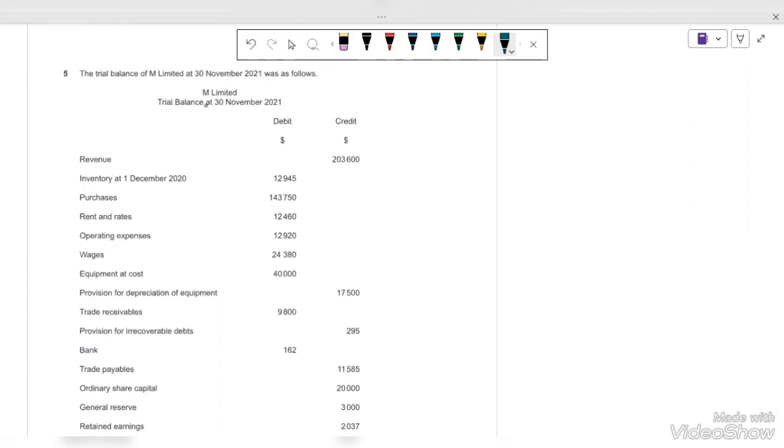Okay, so we have a trial balance at first. The trial balance of M Limited at 30 November 2021 goes as follows. M Limited trial balance at 30 November 2021. Okay, so this is our financial year. Revenue is this, the opening inventory. This is called opening inventory because you can see the date 1st December 2020. So it is the previous year's closing inventory. That is why for this year it has become your opening inventory.